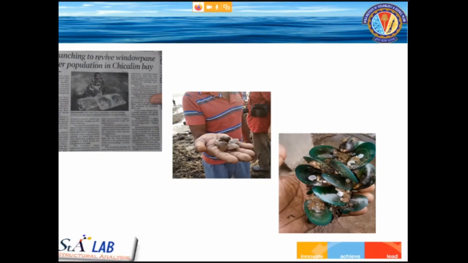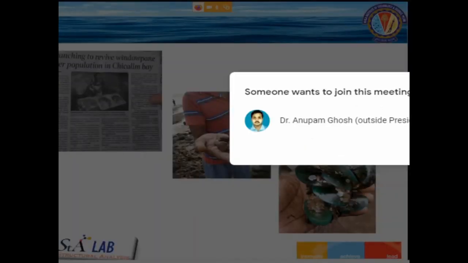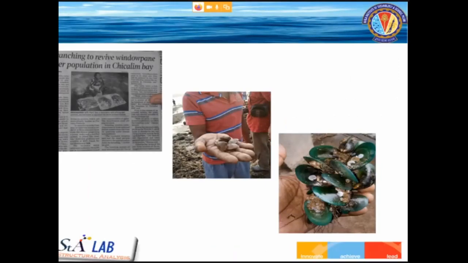You can see that we have received some publicity through the press. This is a Times of India article in which they have covered our work. We call this process by which we grow windowpane oysters in artificial incubators sea ranching. And you can see that we have achieved some publicity. They have accepted and acknowledged it.